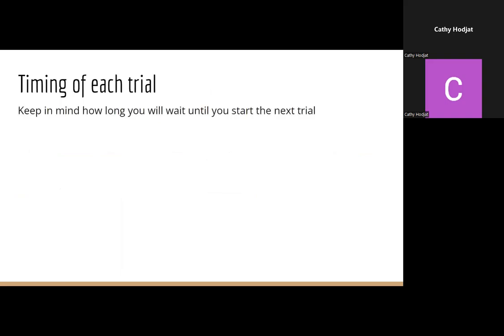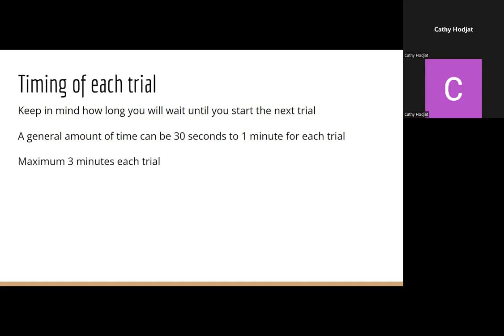Now the timing in each trial. Keep in mind how long you will wait until you start the next trial. So you put your boat in the water, have a set amount of time where the boat will be in the water and you're making your observations. Give yourself enough time so that something can actually happen. A general amount of time can be 30 seconds to 1 minute for each trial. Maximum 3 minutes for each trial.